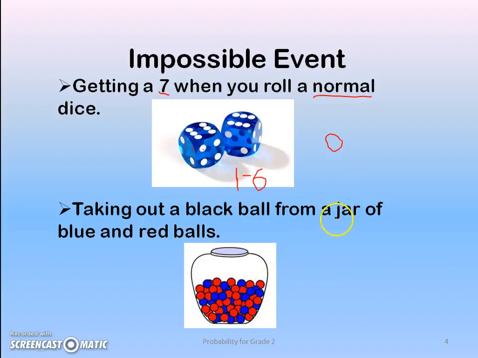I have another example here. You have a jar of blue and red balls. So you have some red balls, you have some blue balls, and I ask you what is the probability that you take out a black ball from this jar?